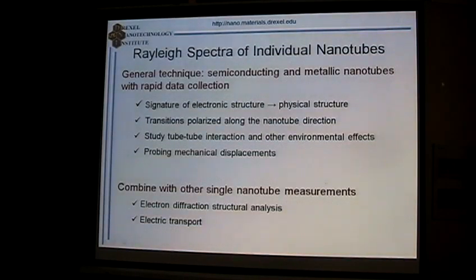Yes, please. How can I suspend a single nanotube? How you can span or suspend? There are two ways to do it. One way, and this was done particularly by the Columbia group, is growing it right at the site.